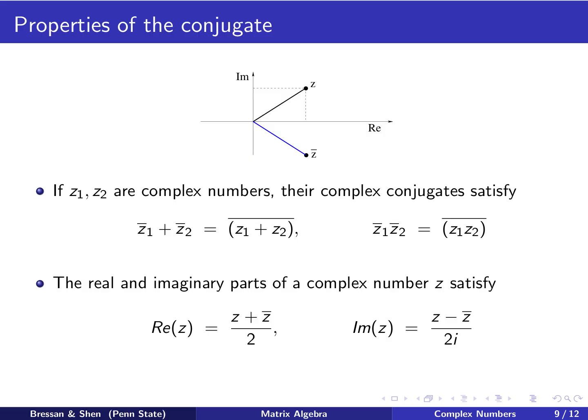And for a complex number, the real and the imaginary part satisfy the following identity. The real part of z equals z plus z conjugate, divided by 2. And the imaginary part of z is z minus z conjugate, divided by 2i. This follows immediately from the definition.